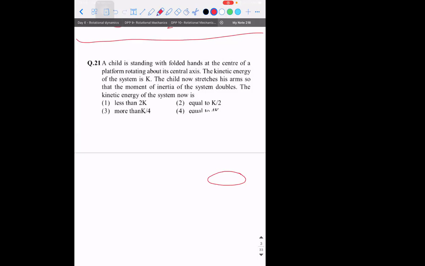Whereas when you stretch your hands, immediately during the process of rotation itself, try to stretch your hands and see, you will tend to rotate faster. If you have experienced it, you can see what I'm trying to say. If not, you can try and see. Now the logic is, why is it happening?